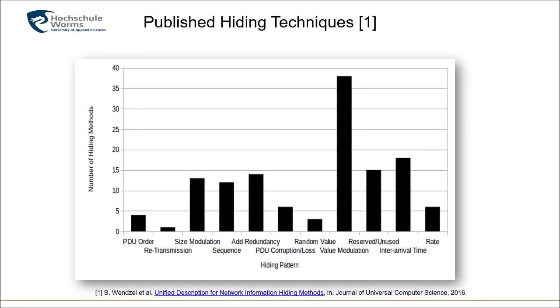We also took a look at the scientific literature to survey how many techniques were published for which pattern, and most techniques use the value modulation pattern and very few the retransmission or random value pattern. Also, the rate pattern and PDU corruption or loss are rather rare.